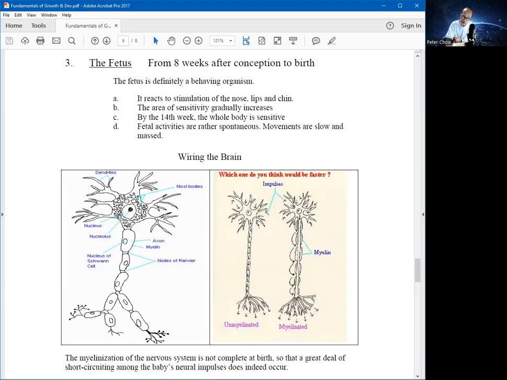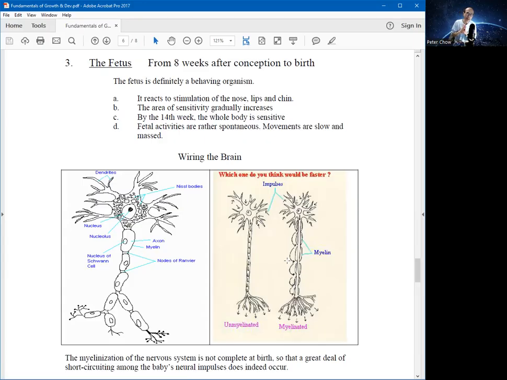With myelin, it's just like an electrical wire. The copper wire is wrapped inside of plastic, is that right? So the plastic is actually the myelin, okay? That's the insulator. So therefore the electricity won't leak out.